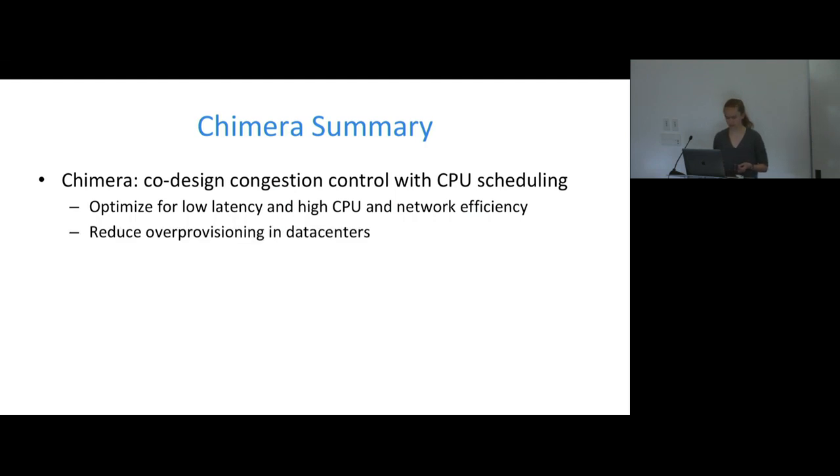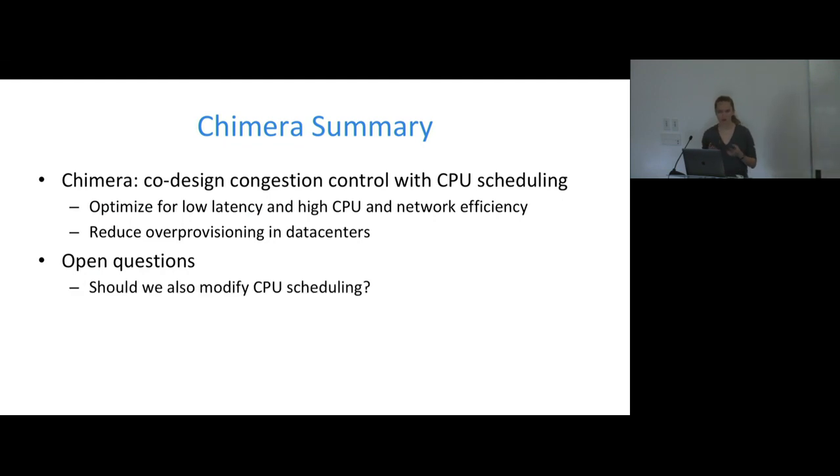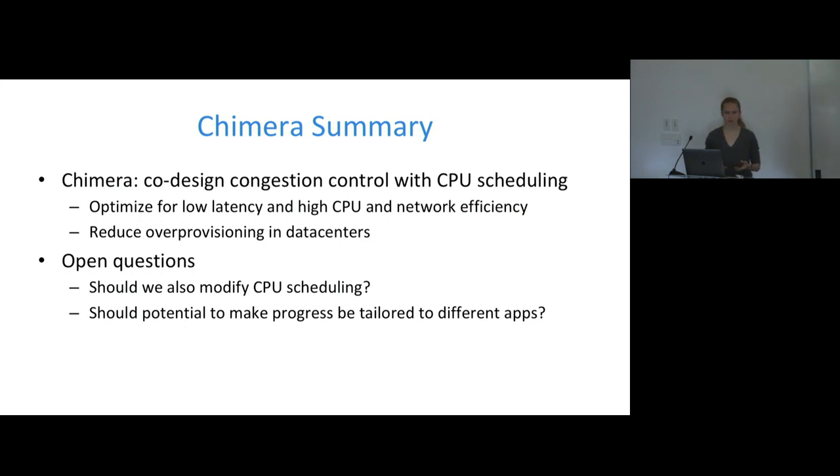Chimera raises a couple of interesting questions. First of all, in this talk, I focused on how we could modify congestion control to take into account what's going on in the CPU. For best resource efficiency, though, it might also be beneficial to modify CPU scheduling to take into account what's going on in the network. Another question is, should potential to make progress consider application-specific information, such as how useful a given request or response might be to the application? And finally, should Chimera consider the utilization of other resources beyond CPU and network, so for example, the utilization of storage devices?